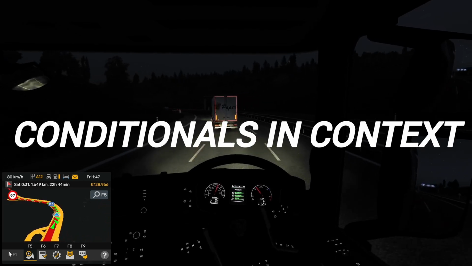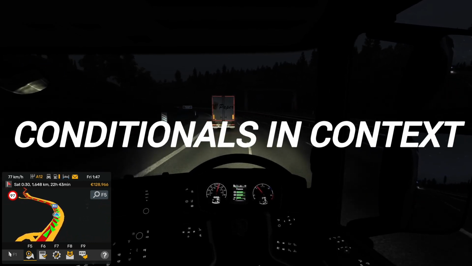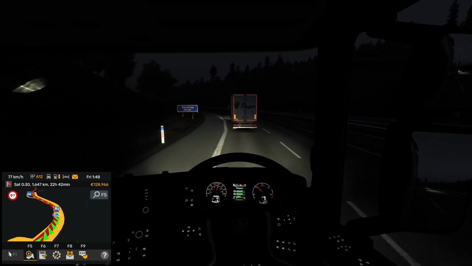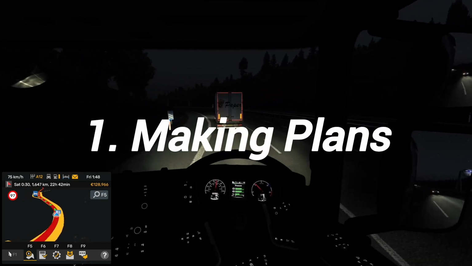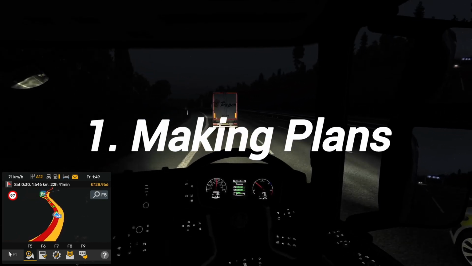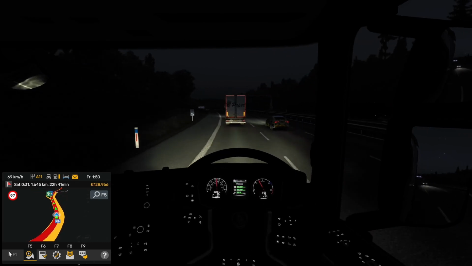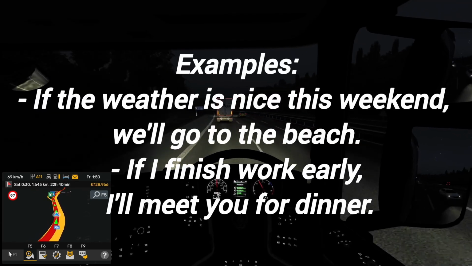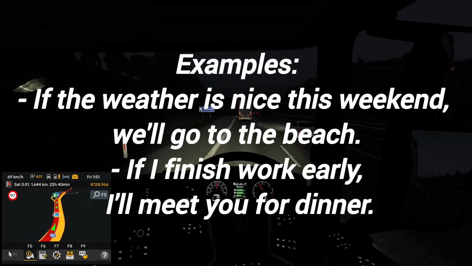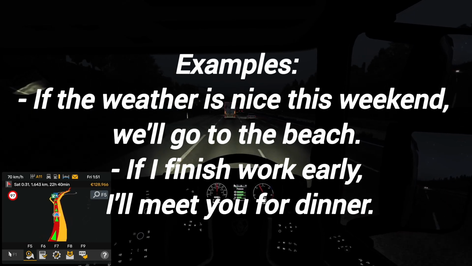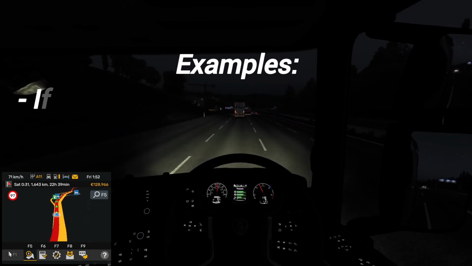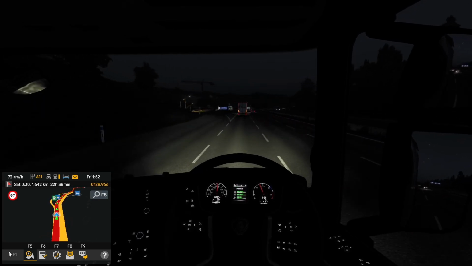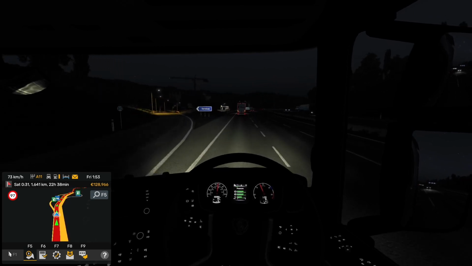Conditionals in context. Now let's look at how conditionals are used in different contexts and situations. 1. Making plans. First conditionals are great for making plans that depend on certain conditions. Examples. If the weather is nice this weekend, we'll go to the beach. If I finish work early, I'll meet you for dinner. These sentences show how future plans depend on certain conditions being met.